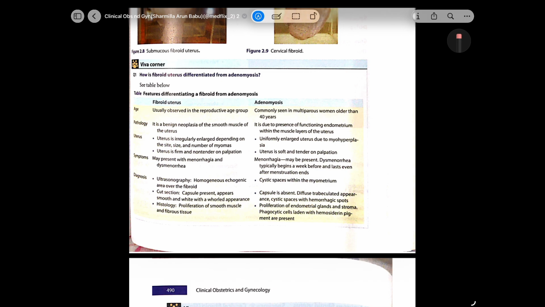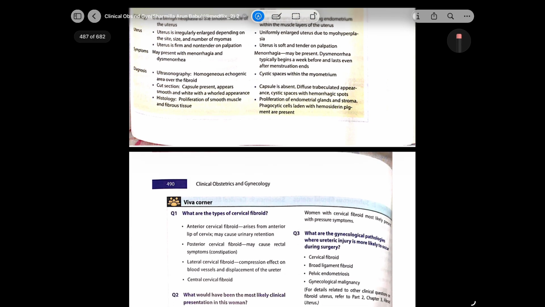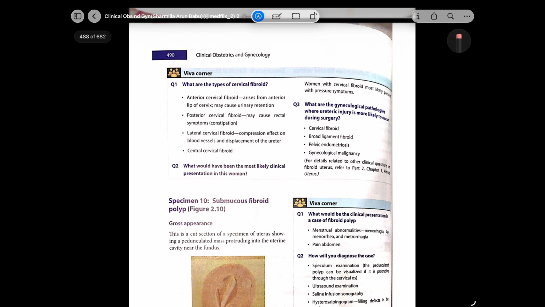Adenomyosis. In adenomyosis, cystic spaces within the myometrium are seen. Capsule is absent. There is a diffuse trabeculated appearance, cystic spaces with hemorrhagic spots. Proliferation of endometrial glands and stroma. Phagocytic cells laden with hemosiderin pigment are present.